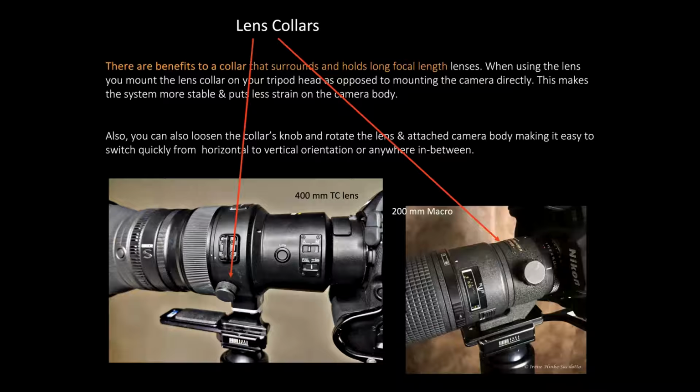Lens collars. A lot of people don't talk about these, but they do have some benefits. They surround the lens and easily hold it and allow you to mount the lens collar onto your tripod head as opposed to mounting the camera directly. This makes the system more stable, puts less strain on the camera body. Also, you can see that knob there. You can loosen that knob and rotate the lens camera body combination to make it easier to switch from horizontal to vertical orientation or anywhere in between.